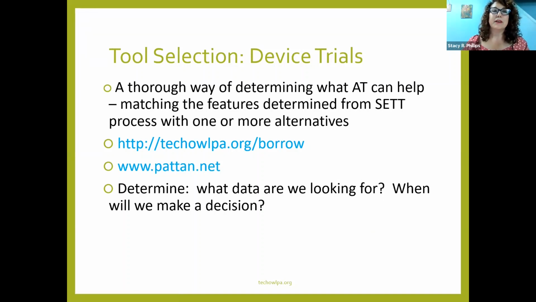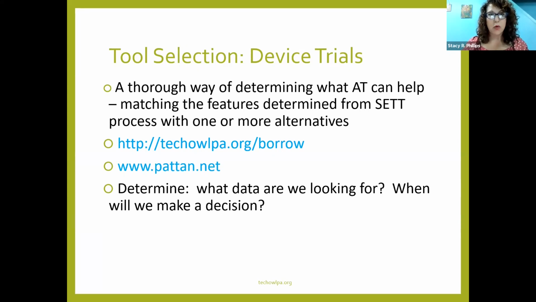All right, so tool selection and device trials. So a thorough way of determining what AT can help, it's like a matching, right? So you're matching the features determined from the SET process to one or more alternatives. So looking at the framework, looking at the tool section, saying, I think they need a device to support them with handwriting. I think they need a device to help them hear better. I think they need a device to keep them organized.